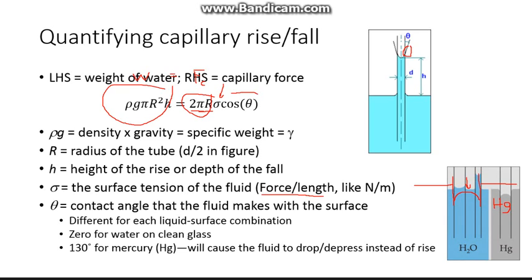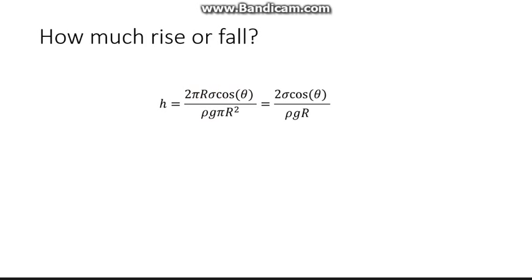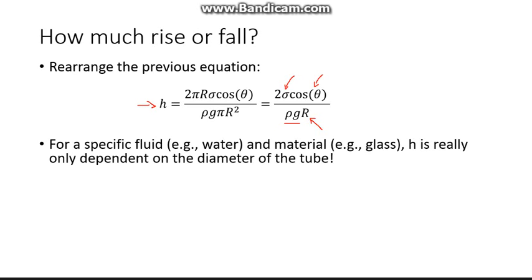And there you have a drawing of it. How much will it rise or fall? Well, if you just rearrange those equations, you see that you can get H right here. That's the capillary rise, and it's a function of the surface tension and the contact angle, the fluid and its density. And then the key here is how skinny or fat is the tube.